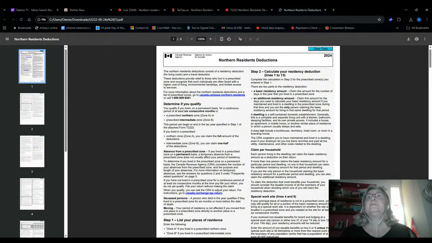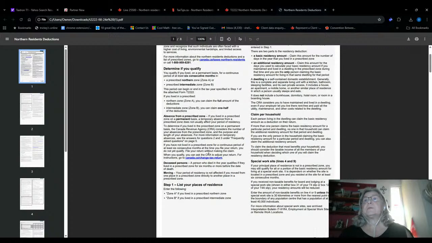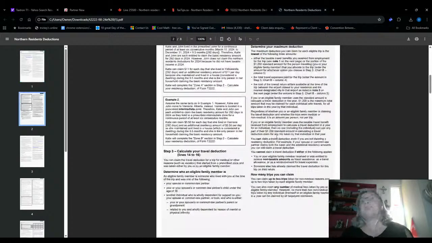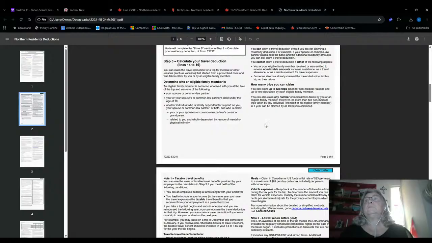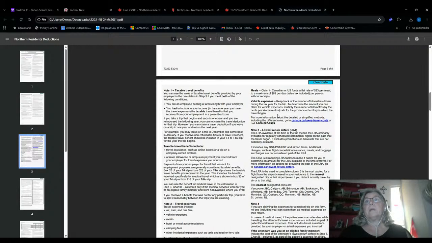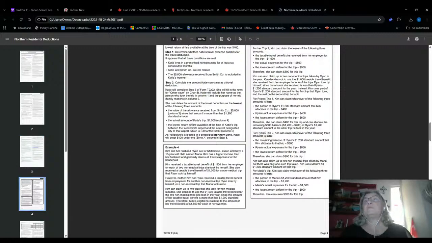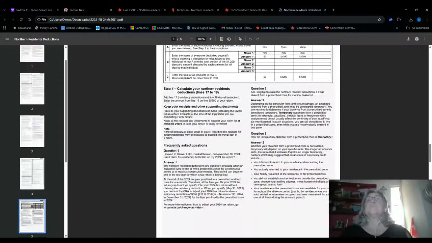Now we can go back to the actual form, the PDF, and it is step by step. It will explain to you. It talks about the claim per household. It talks about special work sites, all these special examples. It talks about how many trips you can claim, up to 2 trips for non-medical. You get the deduction, okay? Then you can claim any number of medical trips, okay? But no more than 2 non-medical trips taken by an individual, themselves, or an eligible family member can be claimed by all the tax years combined.